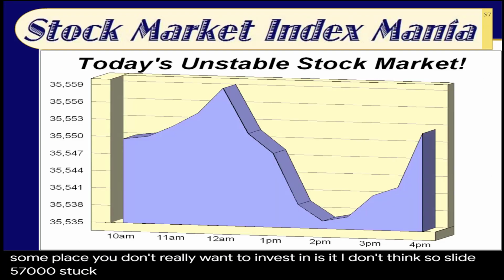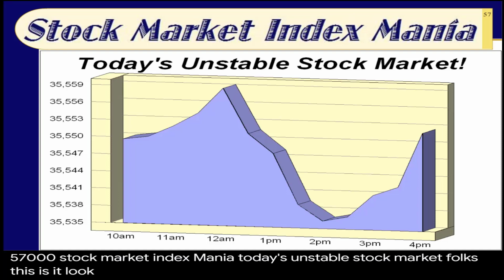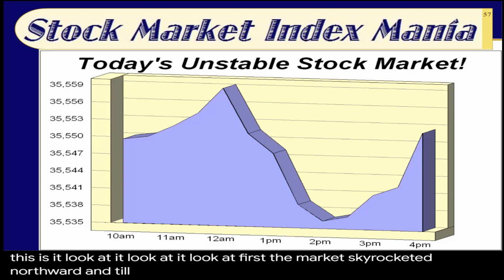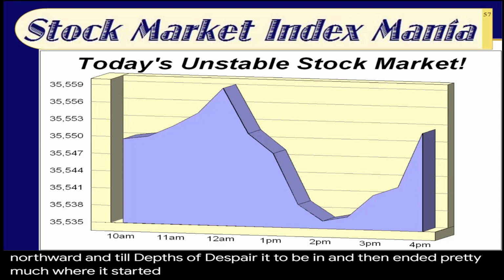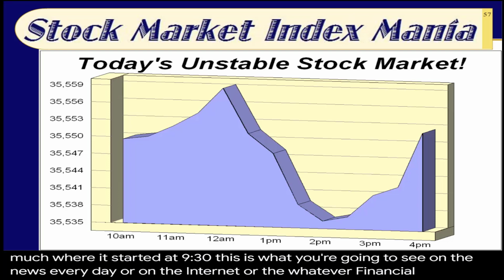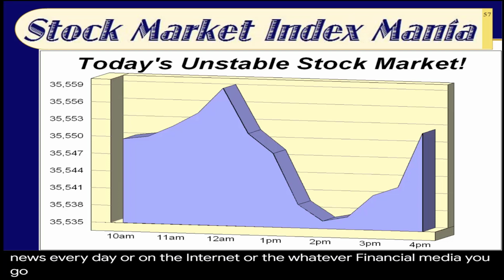Slide 57. Oh, stock market index mania! Today's unstable stock market, folks. This is it. Look at it. Look at first the market skyrocketed northward until noon, and then it plummeted to the depths of despair at 2 p.m. and then ended pretty much where it started at 9:30. This is what you're going to see on the news every day, or on the internet, or whatever financial media you gobble up.